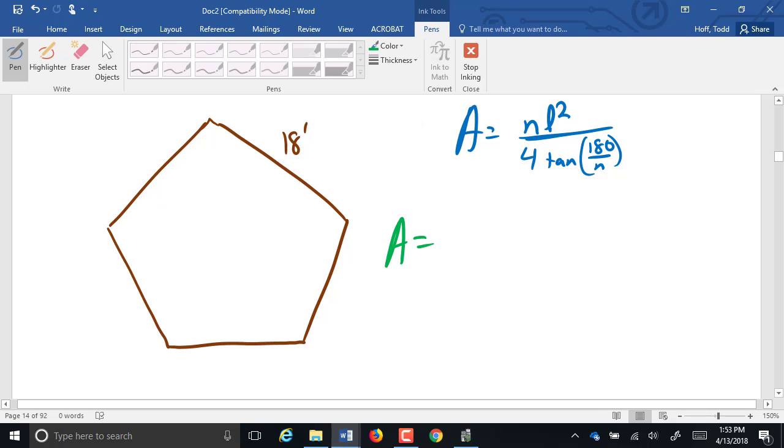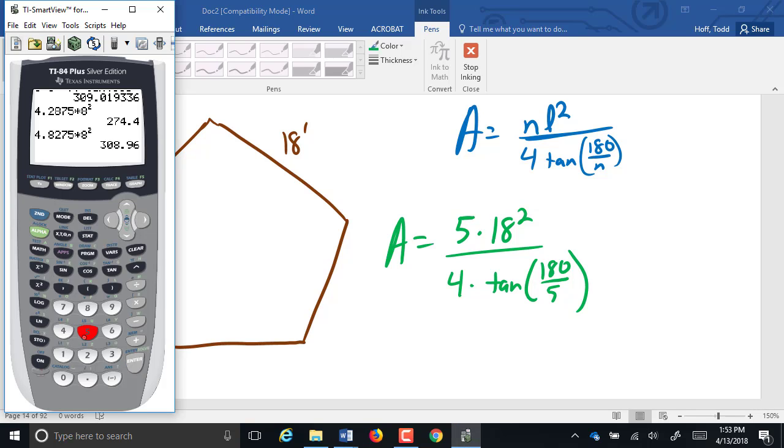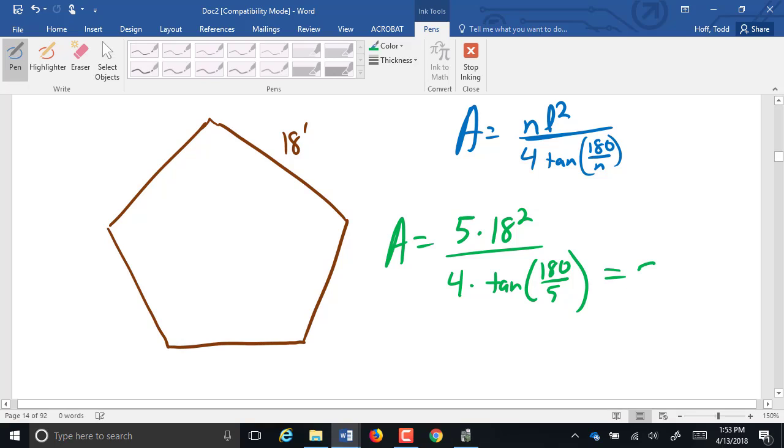So what do I put in here? 5 times 18 squared over 4 times tangent of 180 over 5, right? So 5 times 18 squared divided by, parentheses, 4 times tangent of 180 divided by 5, close, and go. 557.43.